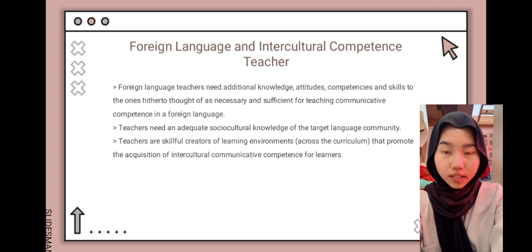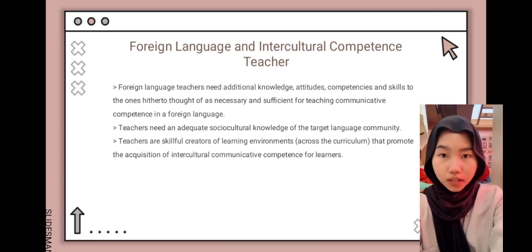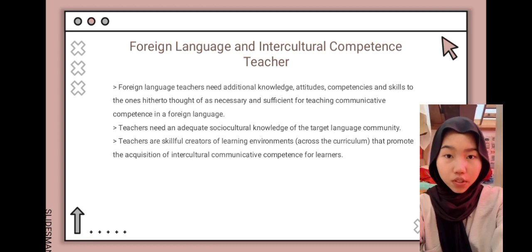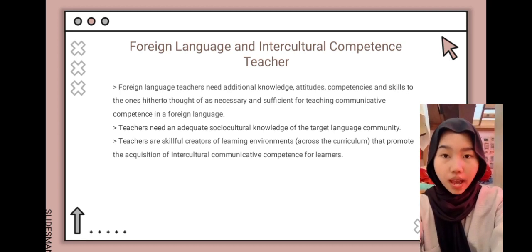Okay, the next material is the foreign language and intercultural competence teacher. From the description in the previous slide regarding intercultural personality, intercultural experience, and intercultural communicative competence in foreign language education, it is clear that to support the intercultural learning process, foreign language teachers need additional knowledge, attitudes, competencies, and skills beyond those that until recently were considered necessary and sufficient to teach communicative competence in a foreign language.